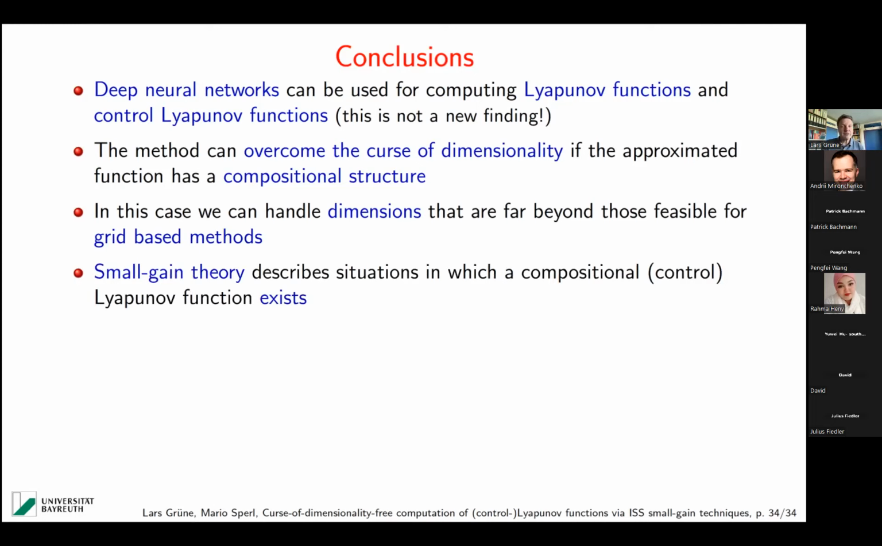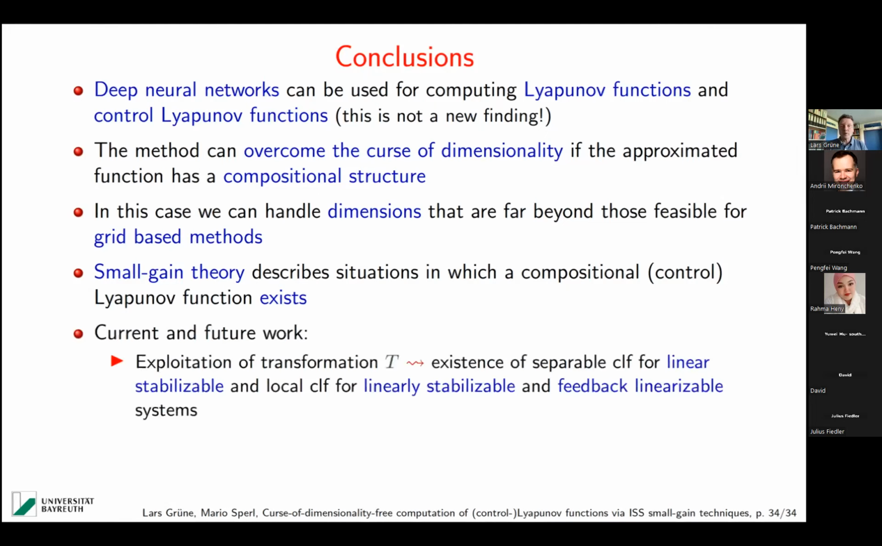Yeah, small gain theory describes a situation in which a compositional Lyapunov function or control Lyapunov function exists. So this gives us a kind of justification that we could try this method. And well, what is still to be done? Actually quite a lot. So the current work and future work consists, for example, of exploitation of the transformation T, which I have not really done.